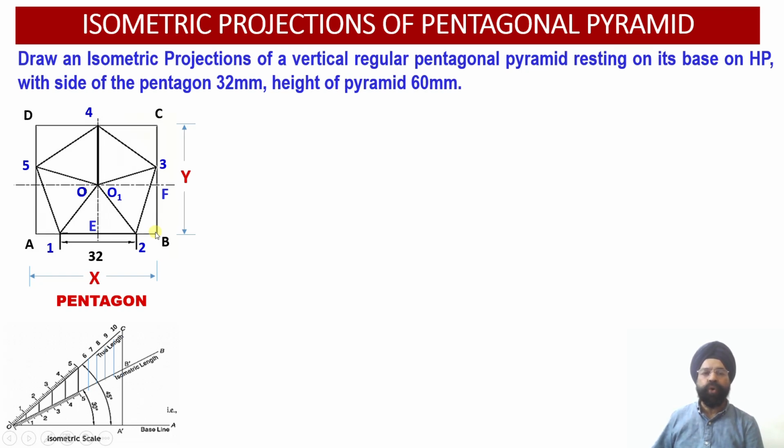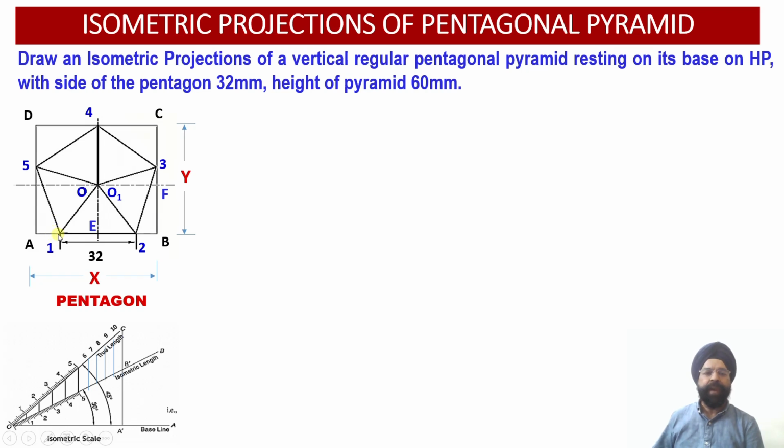So what we have to do to begin with, step number one, is go for the geometric construction of the true shape of the base pentagon. You start with the construction of the pentagon, the true dimensional shape. We take the base edge 1, 2 as 32 millimeter, then the external angle from point 2 will be drawn equal to 72 degree, and again the same edge of 32 millimeter will be drawn.